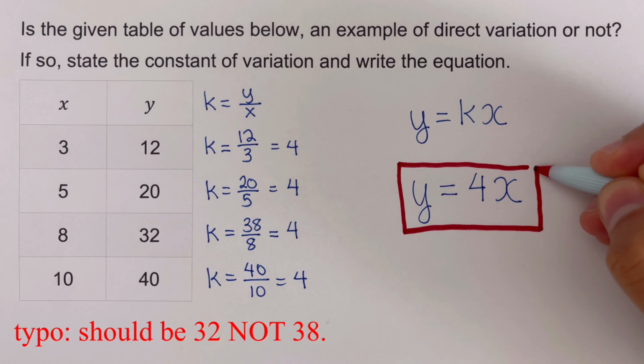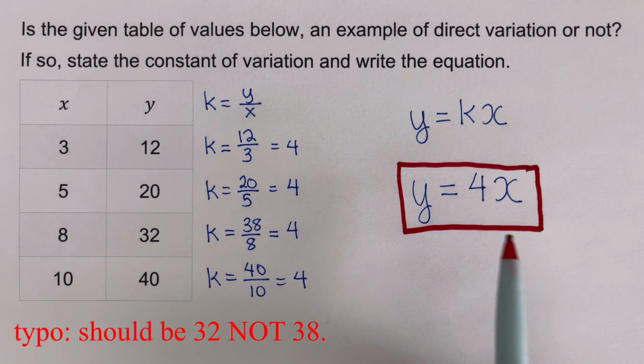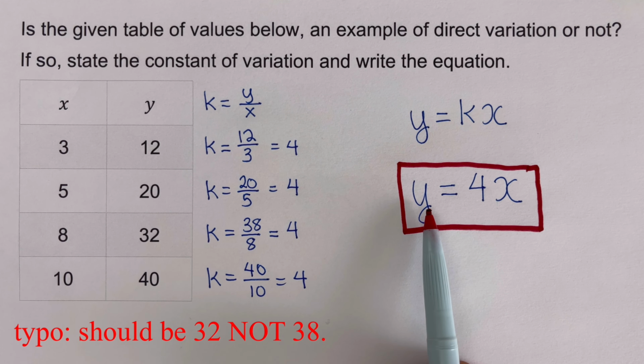Again, this is an example of a direct variation because it follows the general equation of a direct variation, y equals kx. Now let's move on to the next example.